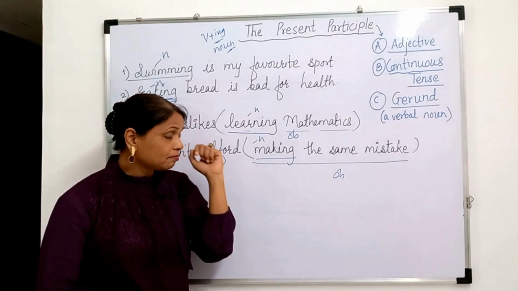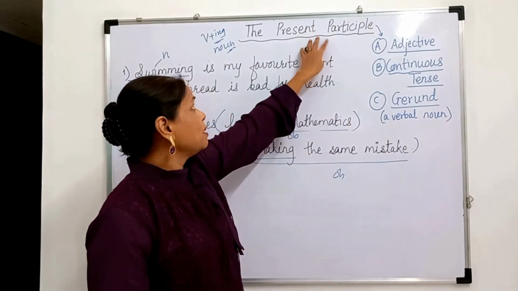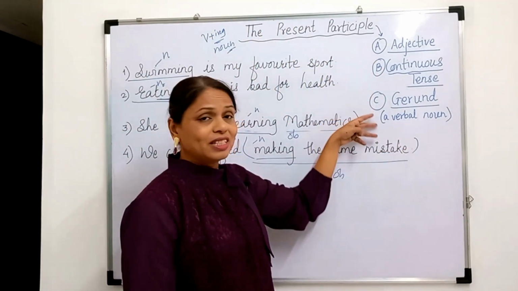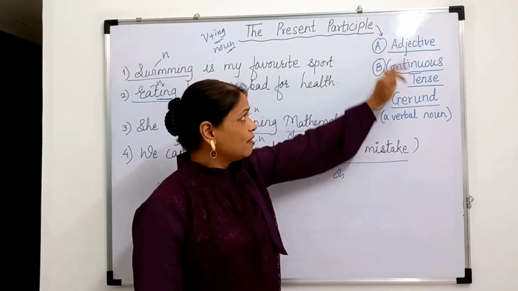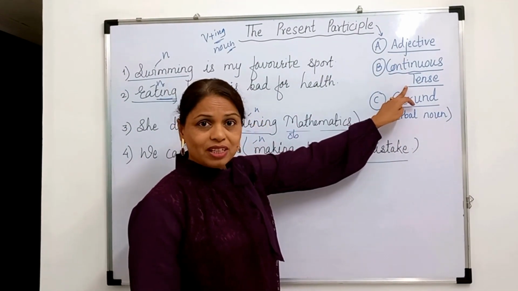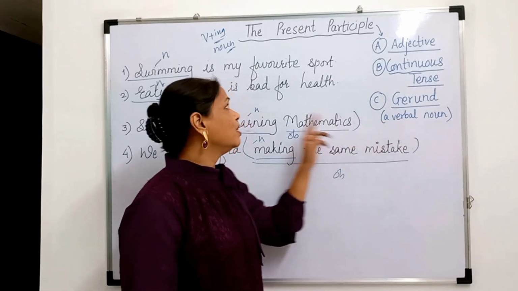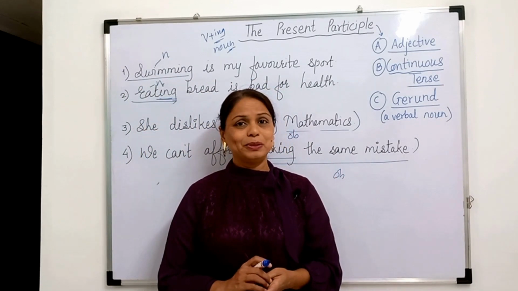Okay? Now let's have a quick revision. Present participle means verb plus ing. It is used in three different ways in English grammar. First, it is used as an adjective. It is used in all the three continuous tenses, and it is used as a gerund when it functions as a noun in the sentences. Hope all the points are clear to you.